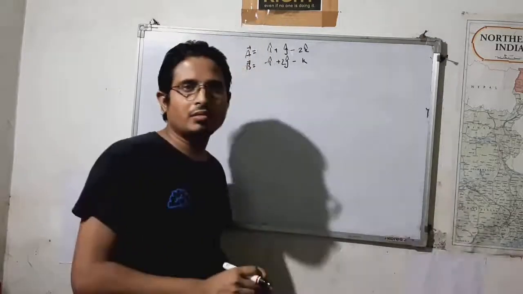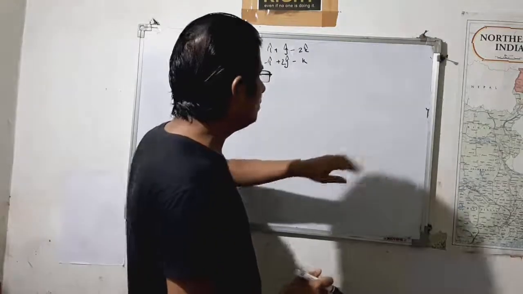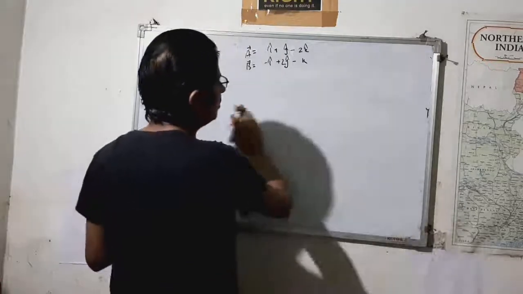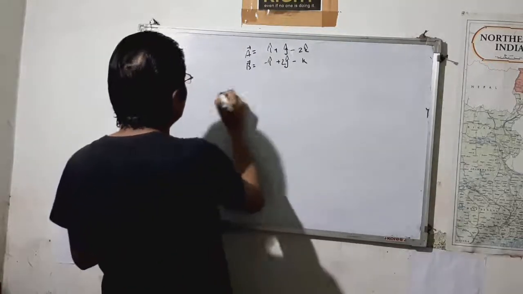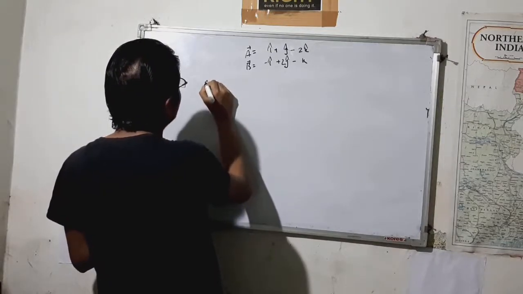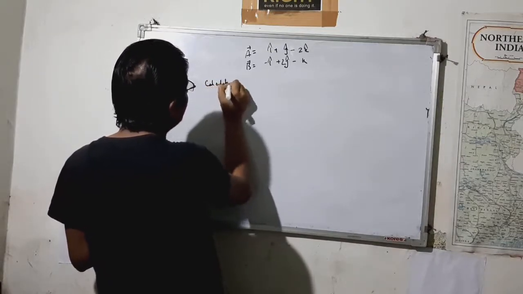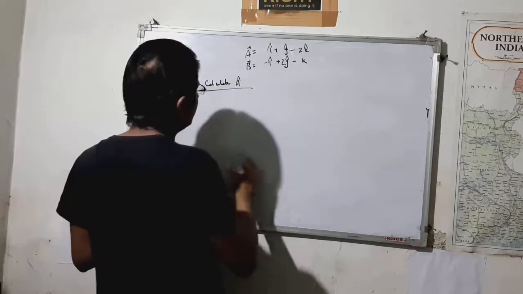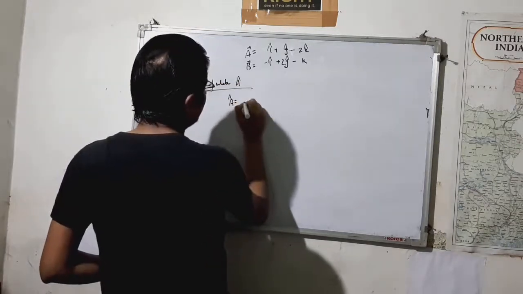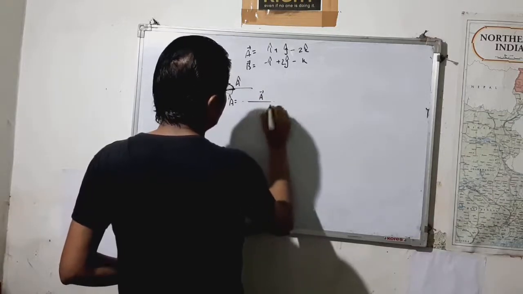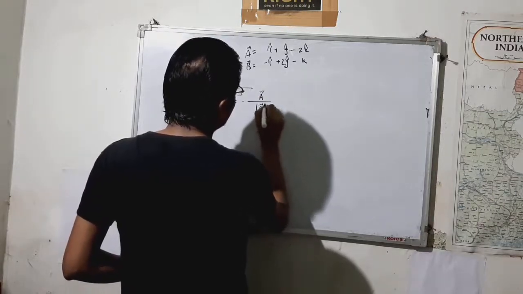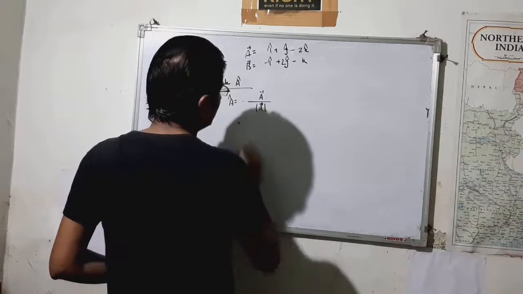Now we will calculate the unit vector of A. So calculate A cap. A cap can be calculated by vector A divided by its magnitude.